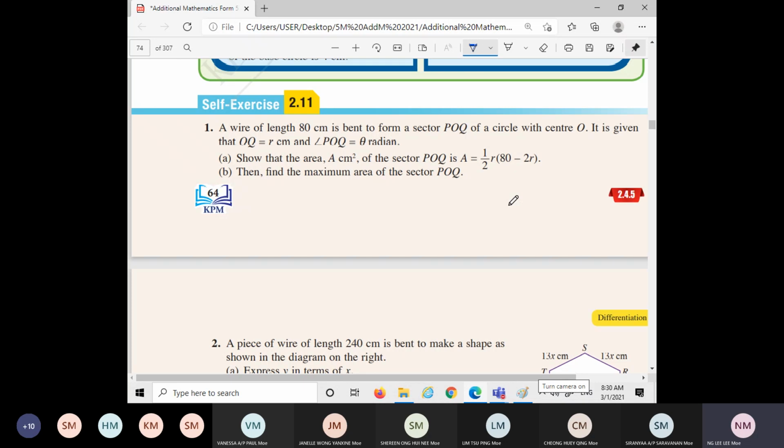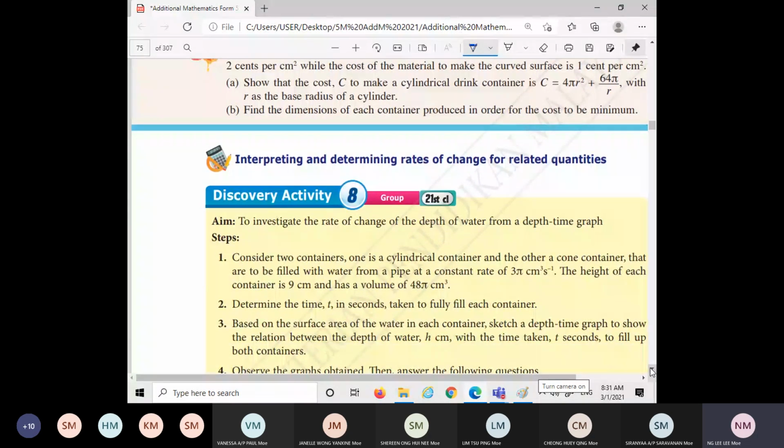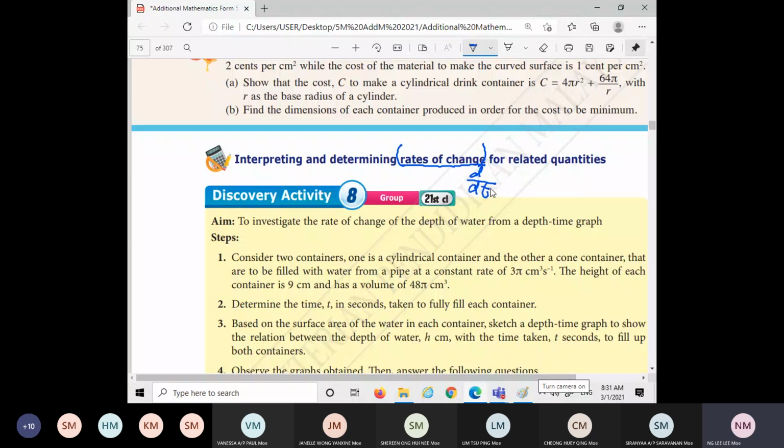So this one will be today's homework. Then we continue one more part: interpreting and determining rate of change for related quantities. So when you see the questions say rate of change, you remember this is d something over dt.